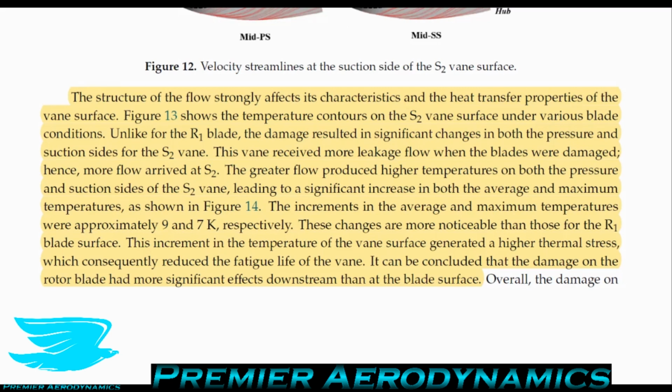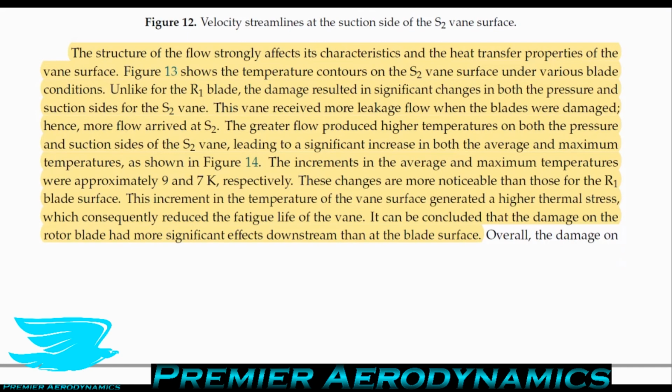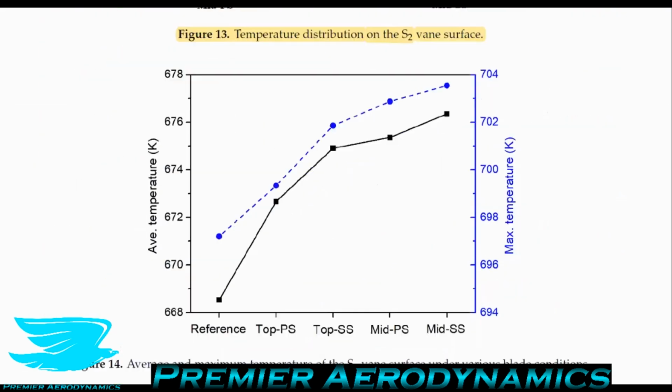Unlike the rotor blade, the damage resulted in significant changes in both the pressure and suction sides of the stator blade. This stator blade received more leakage flow when the rotor blades were damaged. Hence, more flow arrived at the stator. The greater flow produced higher temperatures on both the pressure and suction sides of the stator blade. This led to a significant increase in both the average and maximum temperatures. They're showing them in figure 14. So let's have a quick look at figure 14.